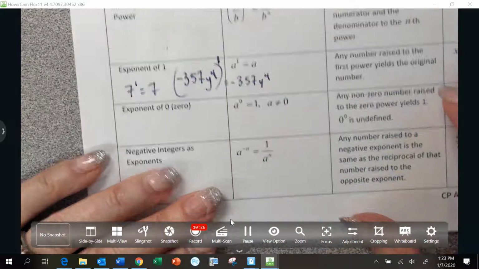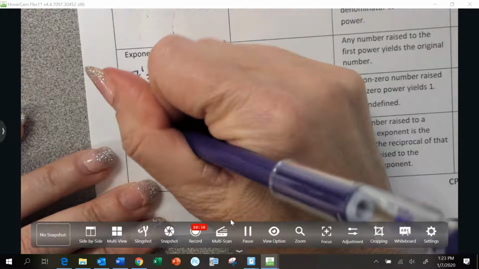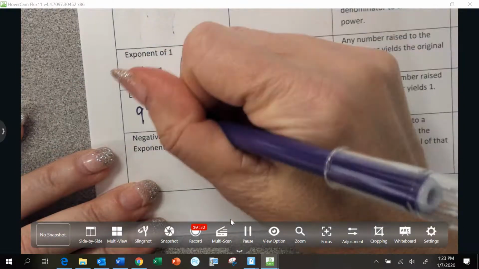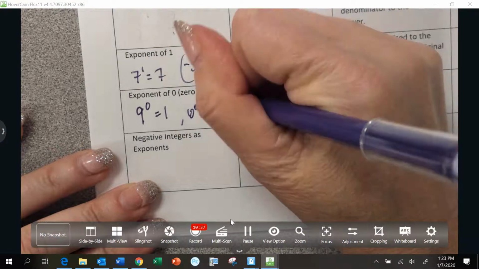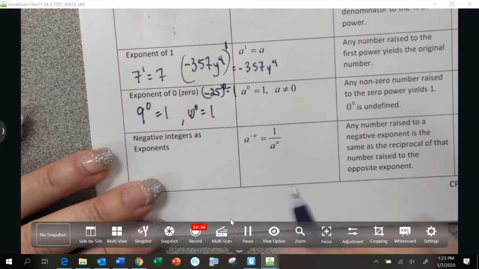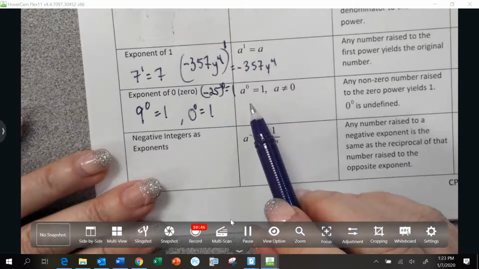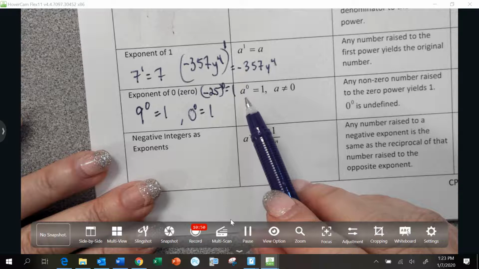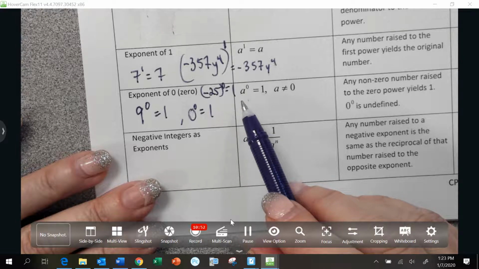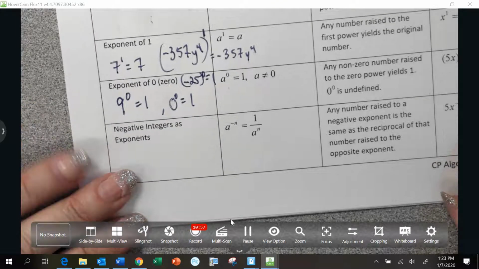And an exponent of 0. 9 to the 0. Negative 25 to the 0. Anything to the 0 power equals 1, as long as you're not doing 0 to the 0 power. Why is that? I don't know. I'll get back to you on that one. I forget. It's very deep math.